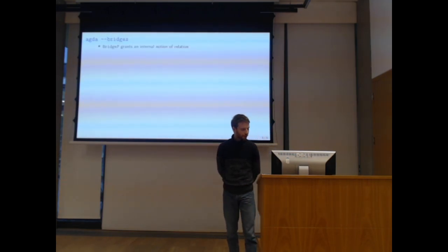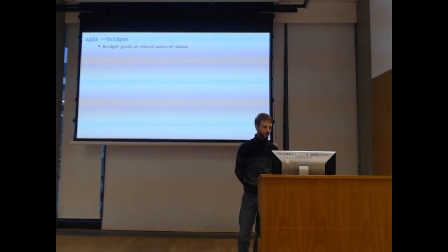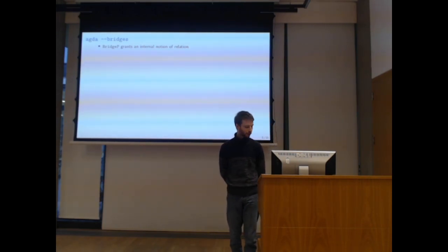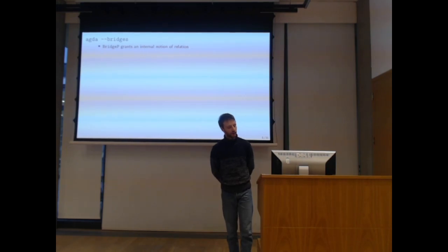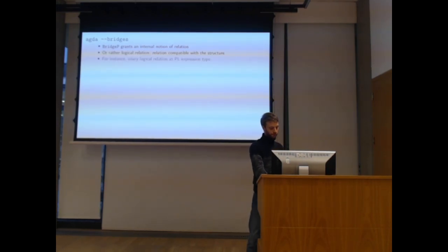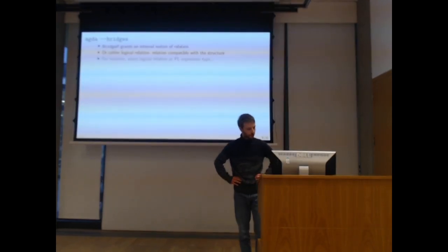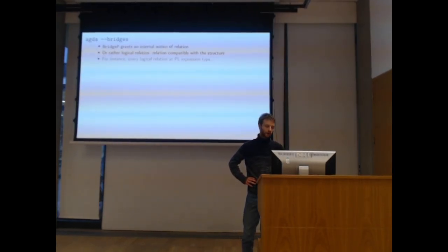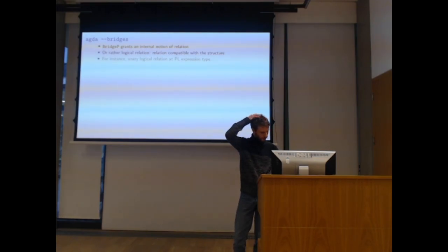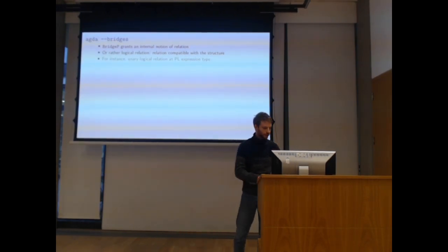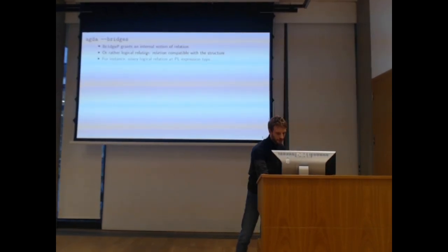So let's compare this to Agda bridges. So now, bridge P, it's a novel type former introduced by Cavallo and Harper, basically. And it grants now an internal notion of relation this time, not isomorphism. And I should say rather the notion of logical relation, that is a relation compatible with the structure. And if you want an example of logical relation, you can open a programming language book, and they often define those kind of relations for PL expression types. And I think the most simple cases are when the relation is actually a predicate, which respect the structure of the expressions.